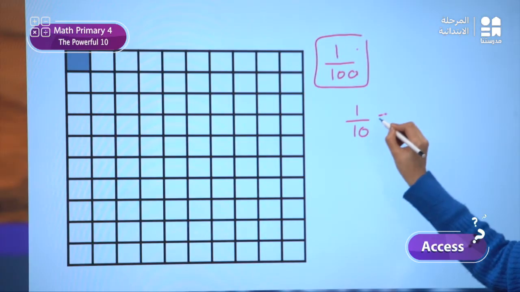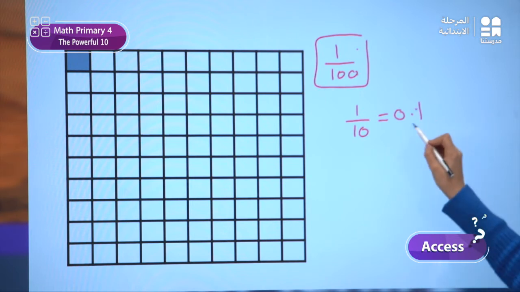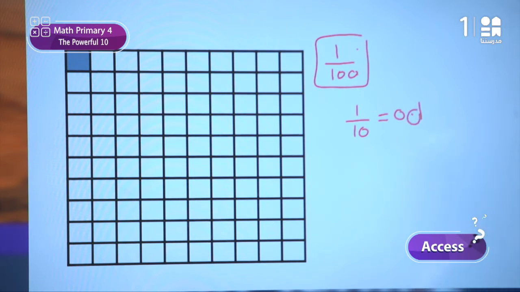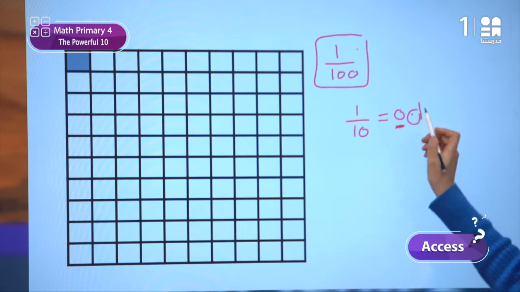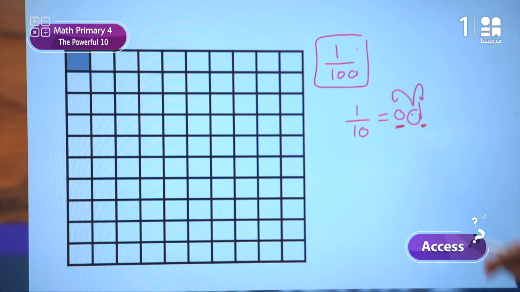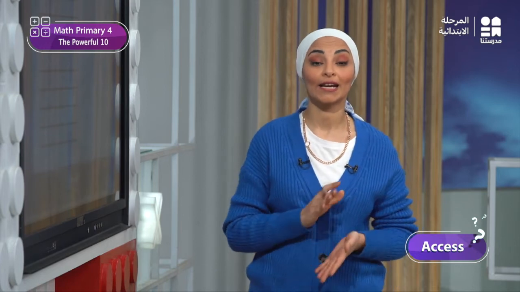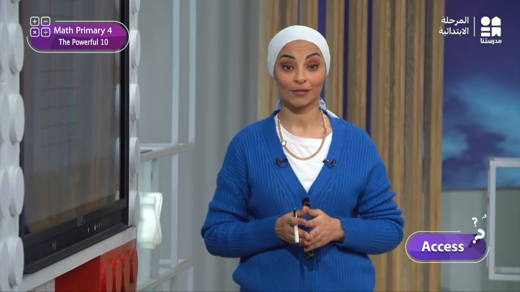1 over 10 equals 0.1, right? The decimal point separates the whole number before the decimal point from the decimal parts after the decimal point. What does it mean when I have 0 before the decimal point? It means I don't have any whole numbers.